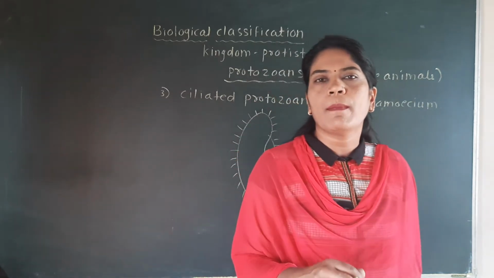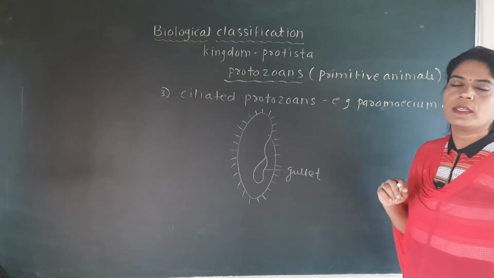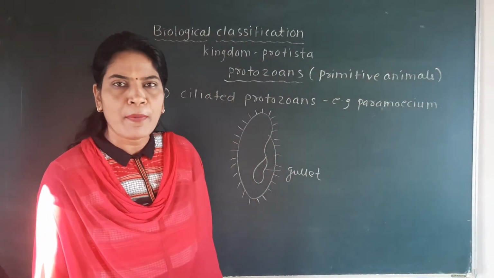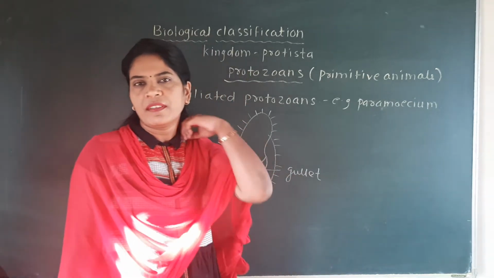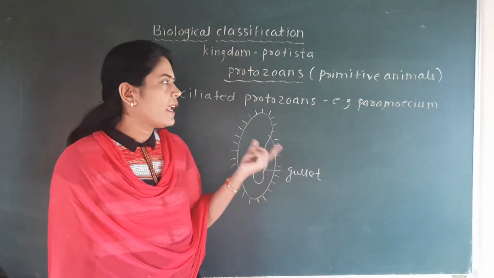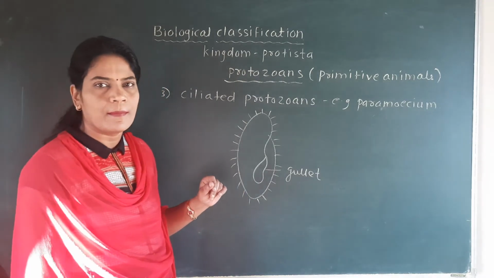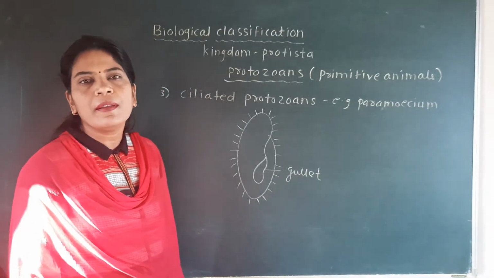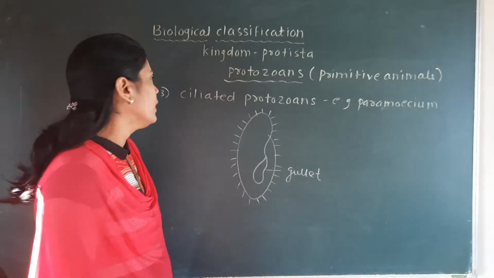So you have to keep in mind two important things: the example of the ciliated protozoan is the paramecium, and inside the paramecium there is an important cavity called the gullet. The diagrams are also not given in NCERT, but before studying an example well, you should know the structure of that organism. That's why I have drawn the structure of the paramecium here, and now we are going to discuss the important things about these ciliated protozoans.